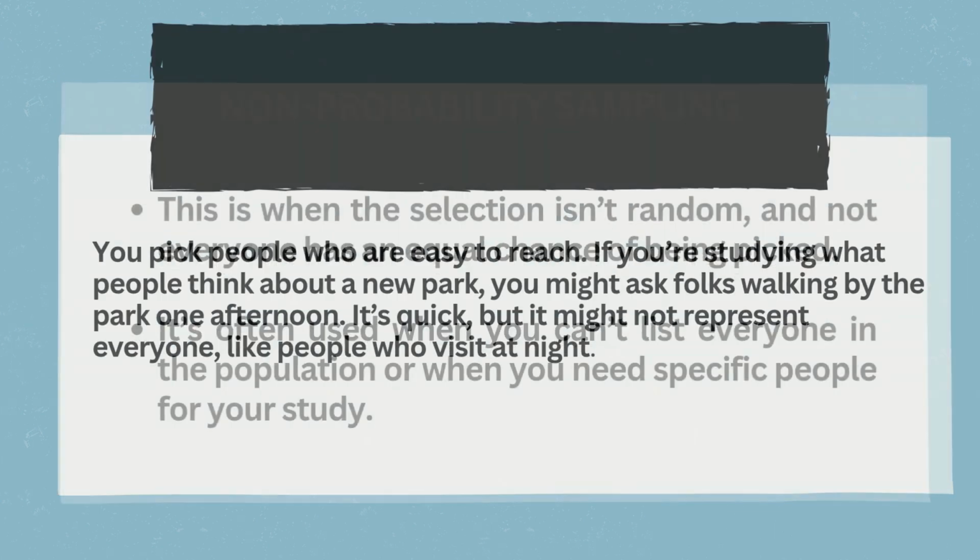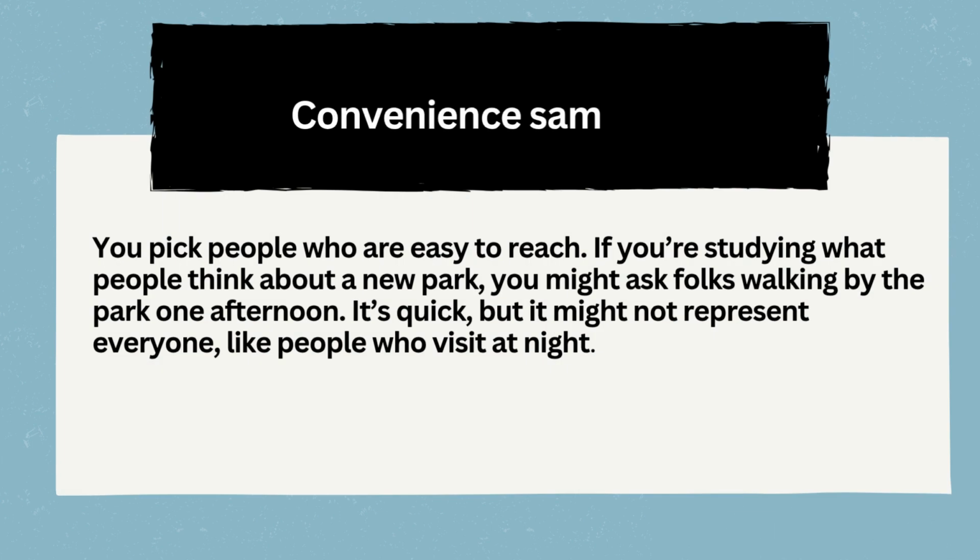One type is convenience sampling. This is when you pick people who are easy to reach. For example, if you're studying what people think about a new park, you might ask folks walking by the park one afternoon. It's quick, but it might not represent everyone, like people who visit at night.